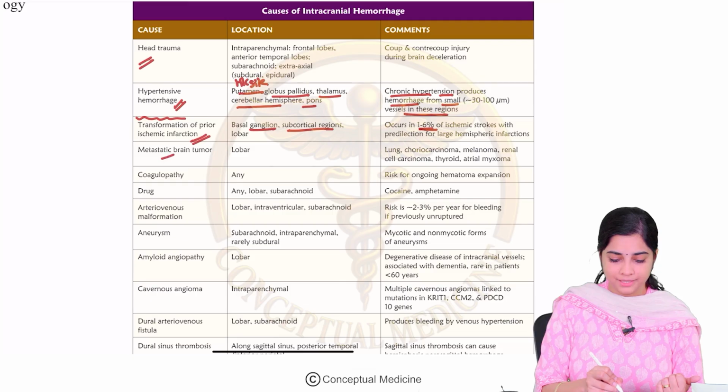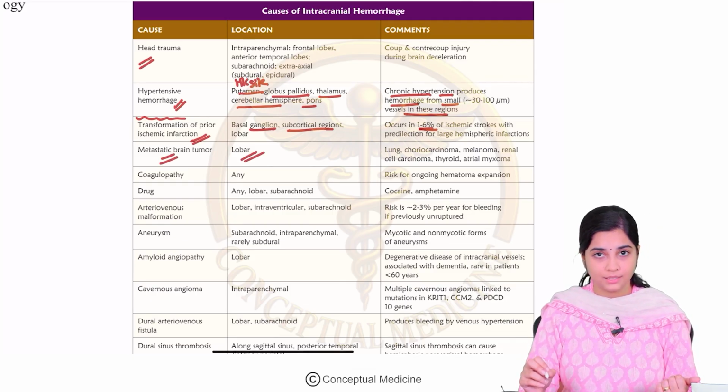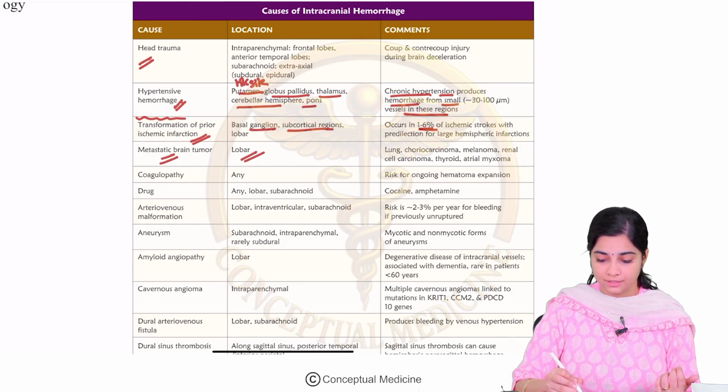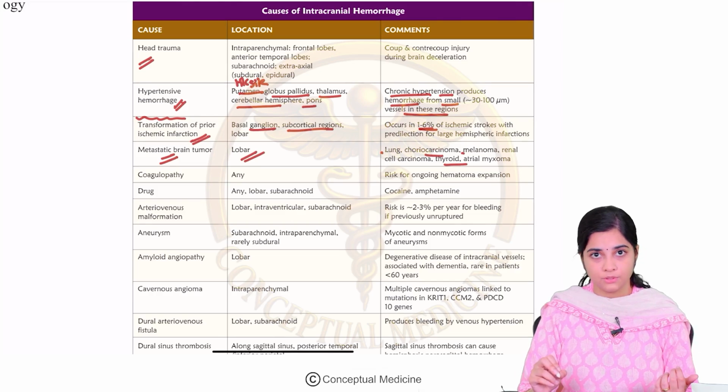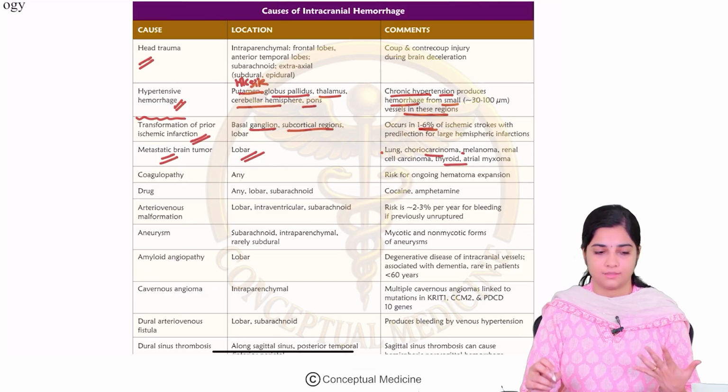Then metastasis. Metastatic brain tumors can cause a lobar hemorrhage. Metastasis from where? Lung cancer, melanomas, renal cancer, thyroid, choriocarcinomas, all of these can metastasize to the brain. Most common is lung cancer.